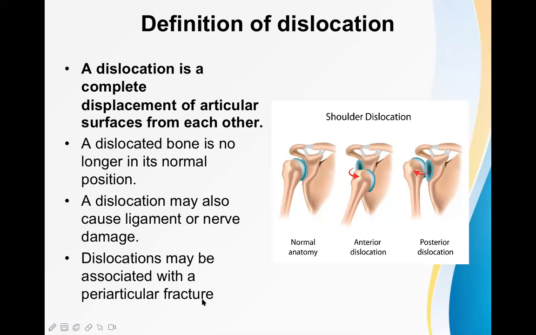Dislocations may be associated with a periarticular fracture as well. It depends on what type of injury or trauma. And this periarticular fracture makes the dislocation a very serious one. For example, the person may present with a fracture of the acromion process sometimes, or the coracoid process, or a fracture of the greater tuberosity or lesser tubercle of the humerus. So X-ray is a must to detect these small fractures.